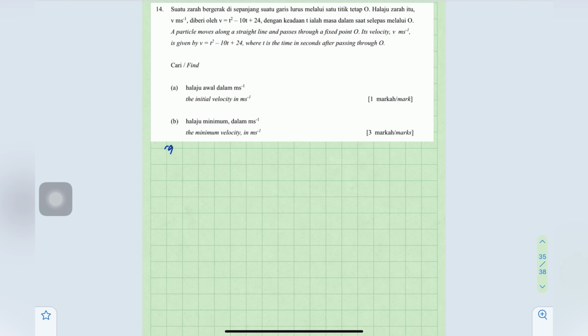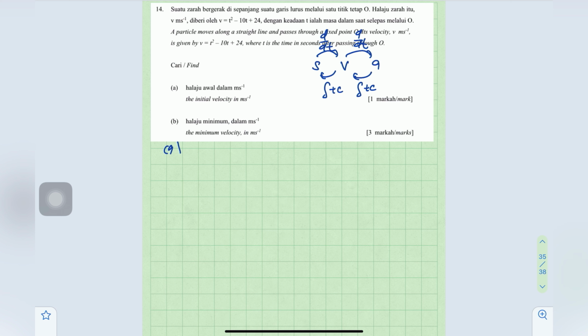Okay, so question A, find the initial velocity. To answer this topic, kinematics of linear motion, kita kena tulis dululah SVA. So S to V, differentiate. V to A, differentiate another time. Kalau A to V, integrate ada plus C. So this one pun ada integrate sekali lagi ada plus C.